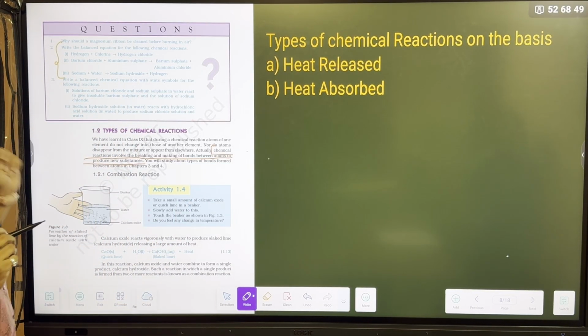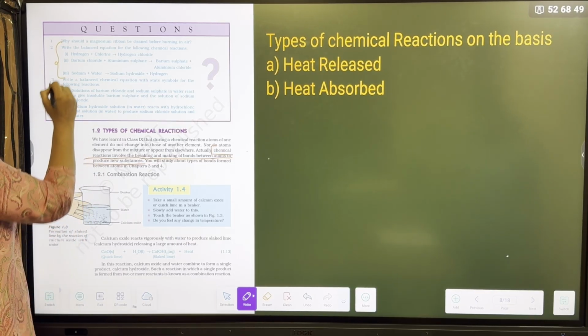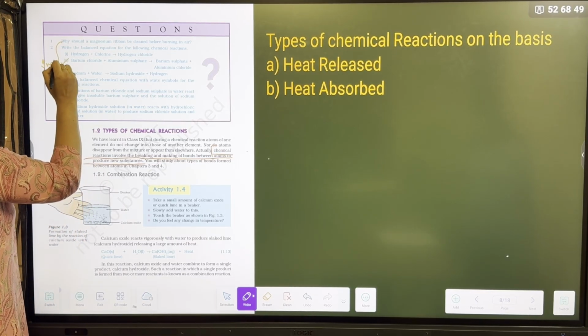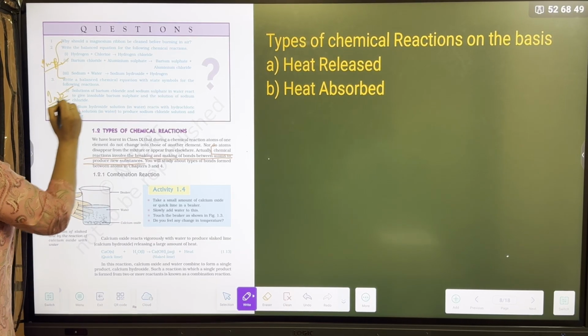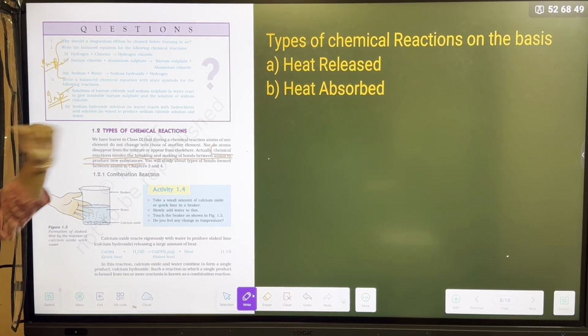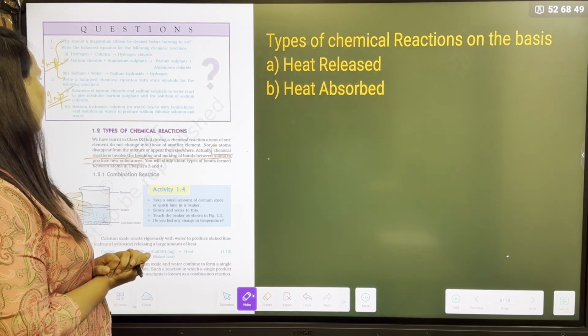And these are the word equations. Very important. This second equation is very important. Here this equation is very important. Please learn it by heart. If there is any doubt, you can DM me.